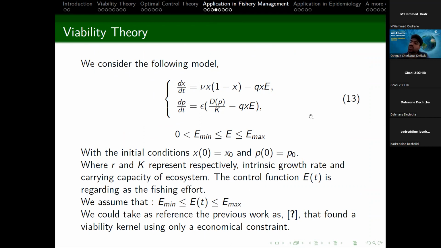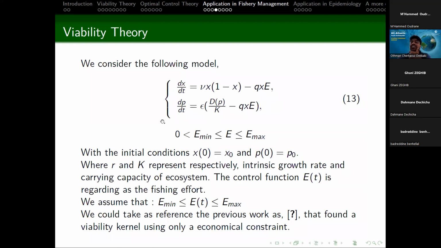We have two state variables. For example, let's go always with X being, since we are in fishery management, a stock of fish. It has a growth. This is the growth function. It's a logistic function, and QXE stays the same.